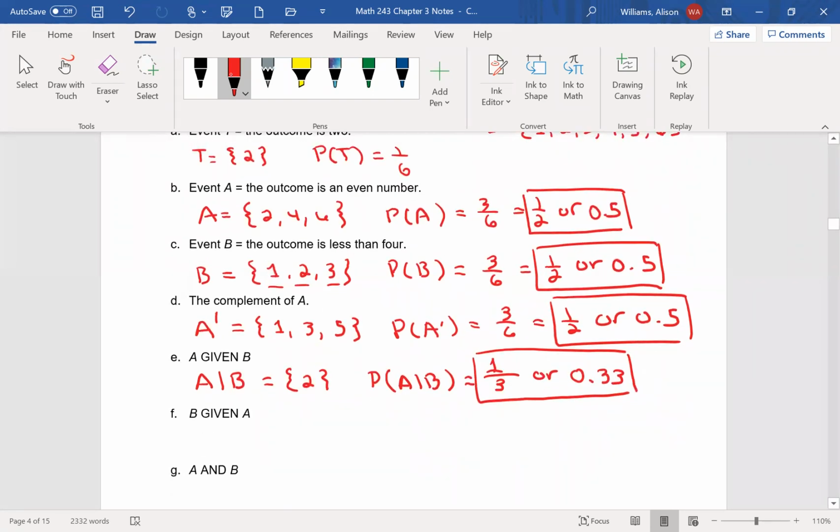Okay, B given A, the reverse direction now. So now we want to know the probability that we'll get a 1, 2, or 3, knowing that A is what has happened. We're looking at even numbers only. So again, the only outcome that can work is 2. And again, the probability that we'll get a 2 is 1 out of 3 when we know we're looking at the even numbers given by A.